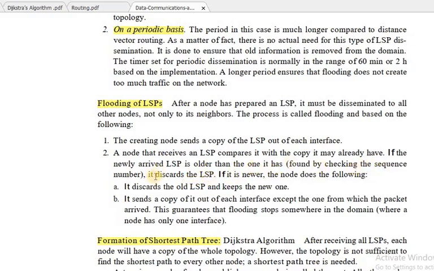There are sequence numbers associated with LSPs. This packet has a sequence number. So if I am a particular machine and I find an older LSP, I already have the updated one, so I am going to discard that. If I see the sequence number and find that it is a new LSP that I have received, the node does the following. It discards the old LSP and keeps the new one, of course, because we always want the updated one.